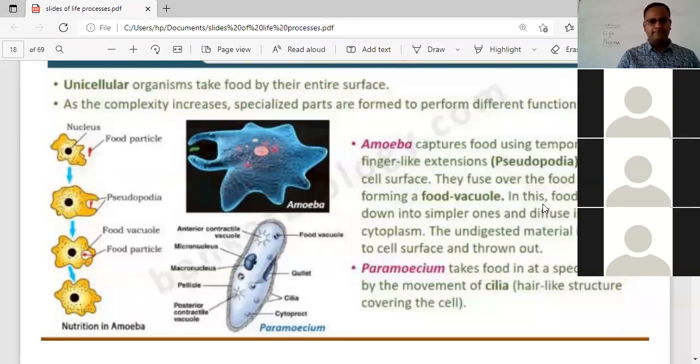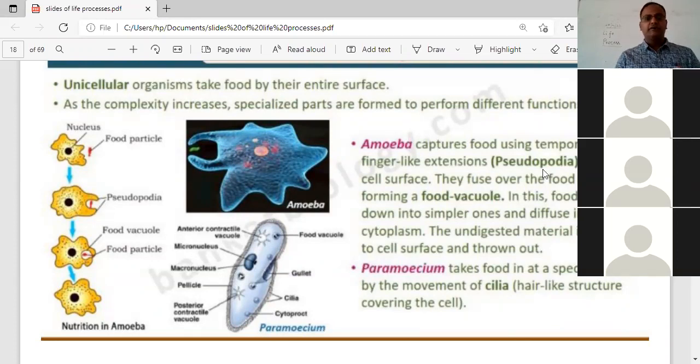Sir, amoeba develops its false feet, known as pseudopodia, to engulf the food material or the bacteria. Very good. And when it captures the food, it engulfs it in the food vacuole of amoeba. Okay. And what happens in the food vacuole? In the food vacuole, the food is broken down into simpler ones and diffused into the cytoplasm. Very good. Well said, Ayush. Okay, Ayush, you can mute yourself.